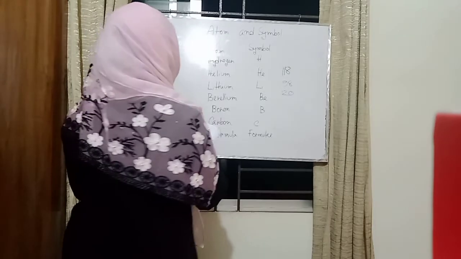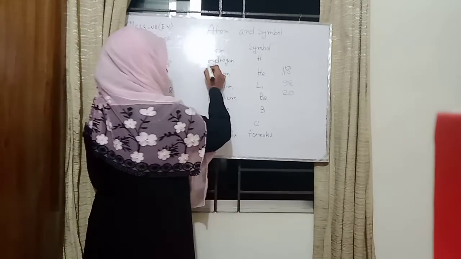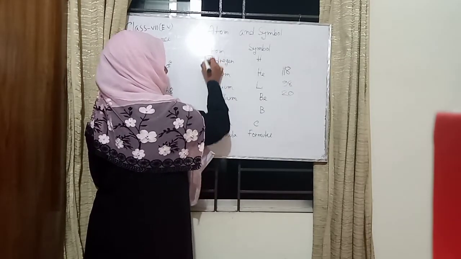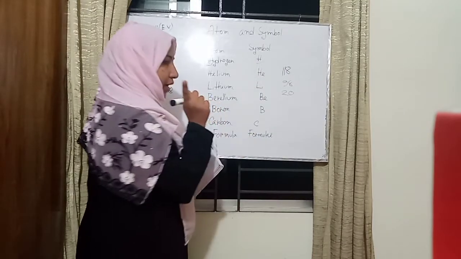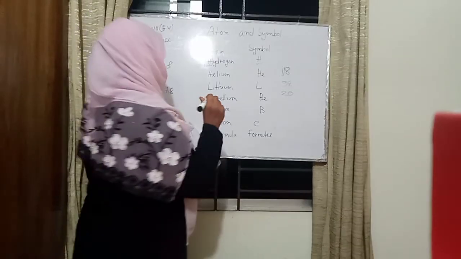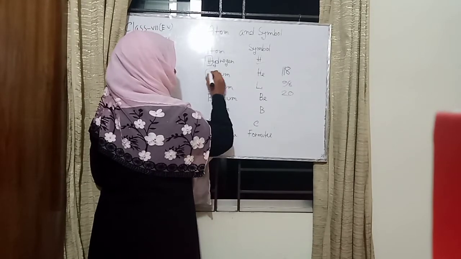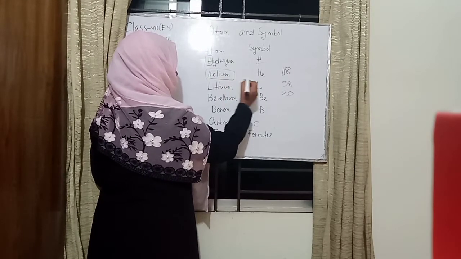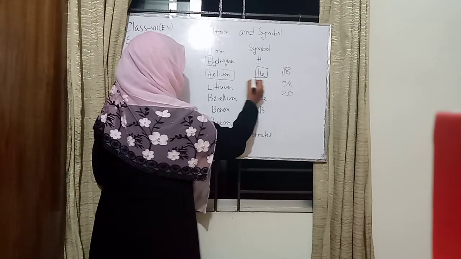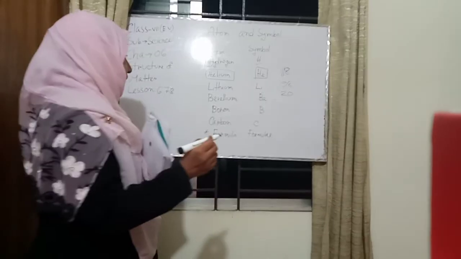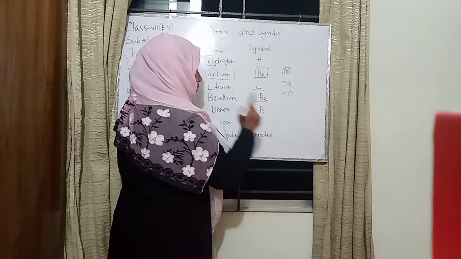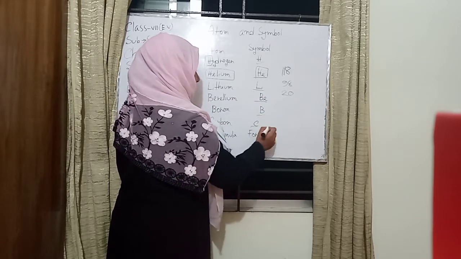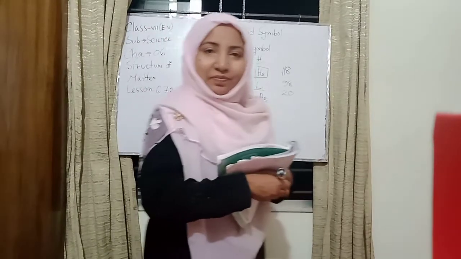Here, the first is hydrogen, the symbol is H. Then with 2 letters, here is helium, and the 2-letter symbol is He. Lithium is Li, beryllium is Be, but boron is 1 letter, B, and carbon is 1 letter, C.